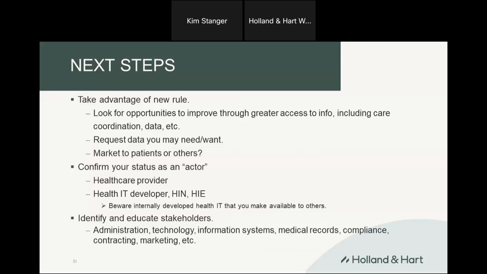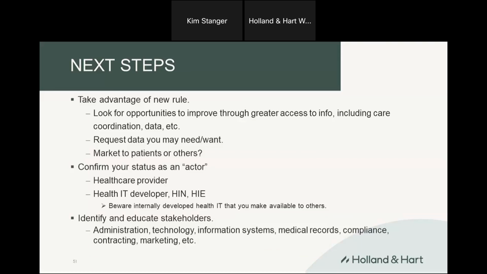First of all, take advantage of the new rule. To the extent that you want to get information from another healthcare provider or another entity, and that other entity prohibits you from getting it or refuses to provide it and doesn't have a good basis, then you can cite the information blocking rule and say, hey, you've got to give me that information. You're required to give me the information. So you may use it to your advantage.